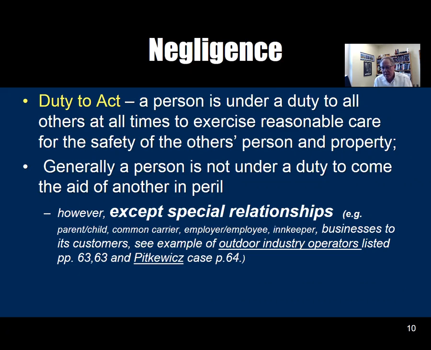And certainly in the outdoor industry, that is going to apply: the customers and guests and the outfitter, the guide, what have you, will have that special relationship where it is a duty for the guide and the outfitter, for example, to protect their customers from unreasonable risk of harm and to keep them from finding themselves in peril or aid them once they are in peril. So in other words, there is a special relationship, obviously, in the outdoor industry in those instances.